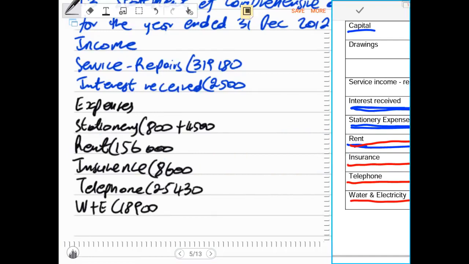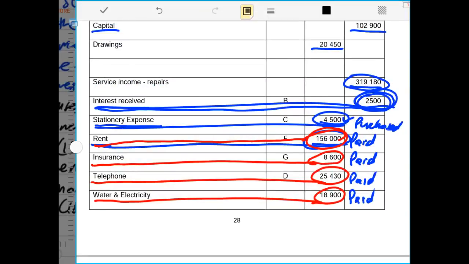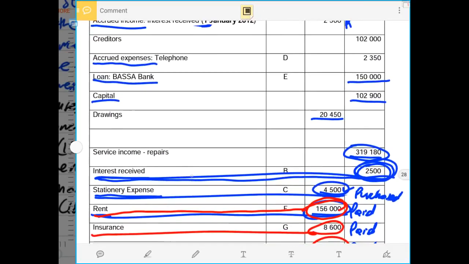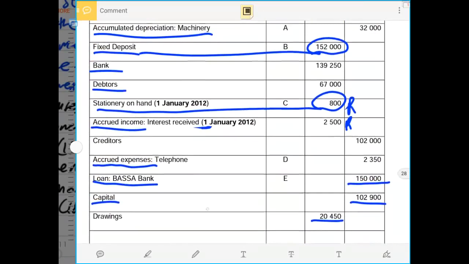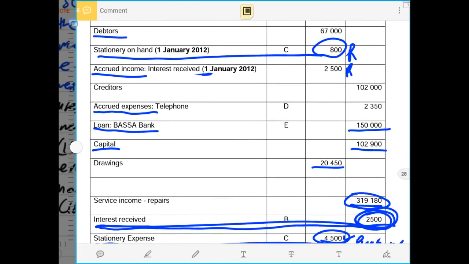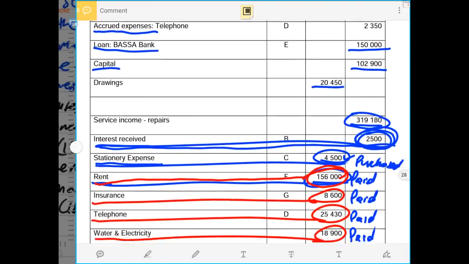Another expense that we have to account for, I think it was interest expense. We're supposed to have interest expense. If it was not here, we still have to take it into consideration. Okay, we only had accrued expense telephone. We'll do that later on.